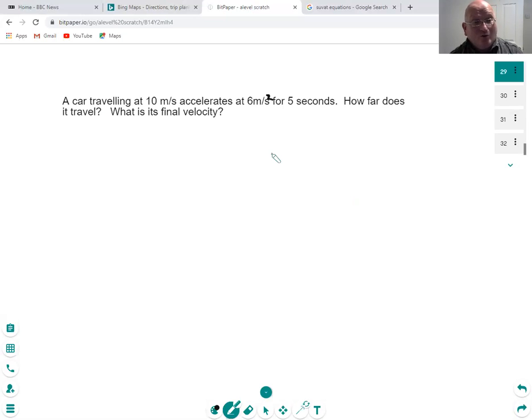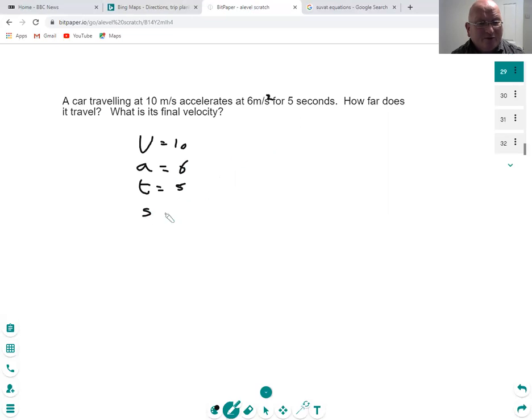Now, what we've got here, we've been given the initial velocity, which is u. Well, u equals 10. We've been given the acceleration, which is 6. When I'm doing calculations, I often sort out the units at the end. The time is 5, and we've been asked to work out the distance.